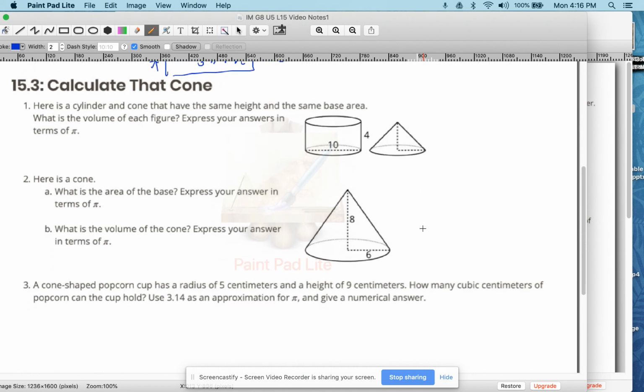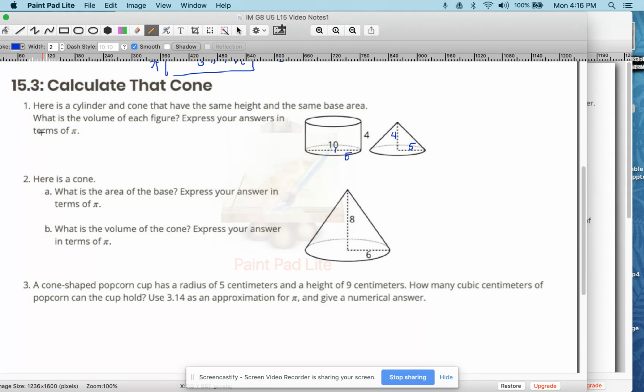So in part 3, we're going to talk about calculating the volume of a cone. They gave us a cylinder and a cone, and again, they have the same height and the same base area. They want to know what is the volume of each figure. Well, the cylinder has a diameter of 5, so I know the radius is half of that. And they said that the cone has the same base area, so its radius is the same. They also said that they have the same height. They only gave us the height of the cylinder, but if they're the same, I know that the height of the cone is also 4.